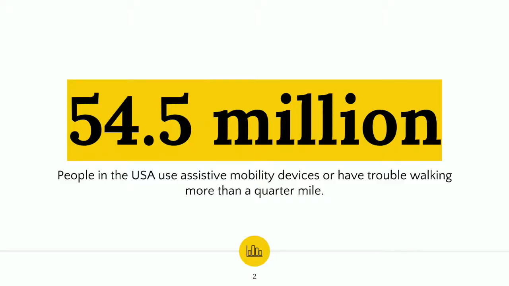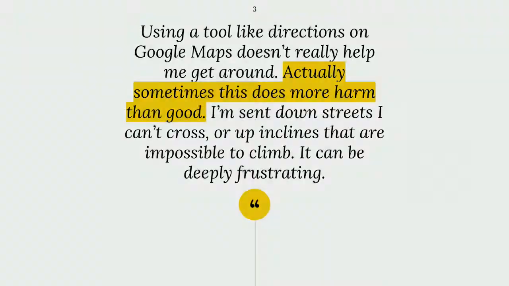So as motivation, according to the last US Census, 54.5 million people in the United States can be classified as either using assisted mobility devices or otherwise have trouble walking more than a quarter of a mile. So it's a very large population that could be classified as having some kind of mobility limitation.